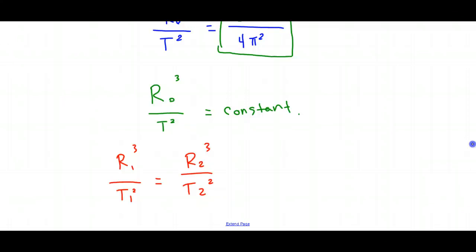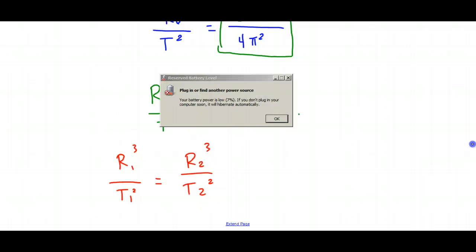And the effective use of this is that based on the orbital radius and orbital period of one thing orbiting something, we can tell what the orbital radius or orbital period is of something else, so long as we know what that something is.